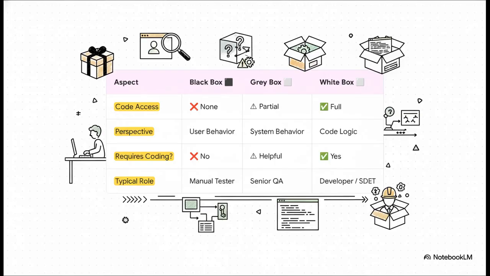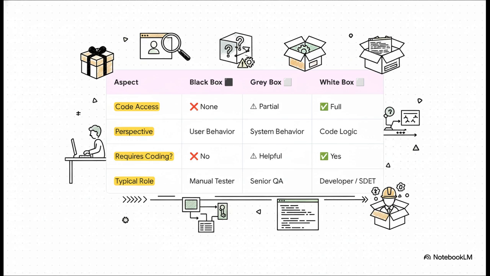Okay, this table right here, this is basically your cheat sheet for everything we've talked about. Let's walk through it. Look at code access. It goes from none to partial to full. Simple enough. Now, perspective, we go from the user's behavior to the system's behavior, and finally to the deep code logic. And check out the typical roles. A lot of people start as a manual tester doing black box. As you get more experience, you grow into a senior QA doing gray box. And over on the right, you've got developers and SDETs. That's a software development engineer in test, who live and breathe in the white box world.